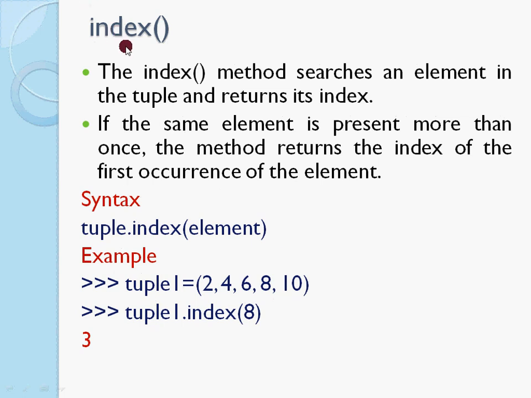Next is the index function. Index searches for an element in the tuple and returns the index. In case there is more than one such item present in the tuple, then the first occurrence of the element will get printed. This is the syntax: tuple dot index of that element. So if I give tuple 1 dot index of 8, then 8 is in position 3, so that position will get printed.